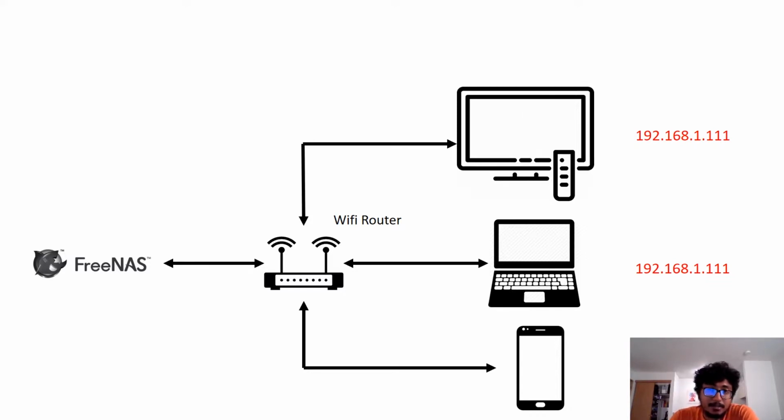Now, this is a problem. Why is this a problem? Because suppose you have a network drive shared in your PC or in other places where you use that IP address to map the drive or map the remote drives or the remote shared folder. So that's going to be a problem.